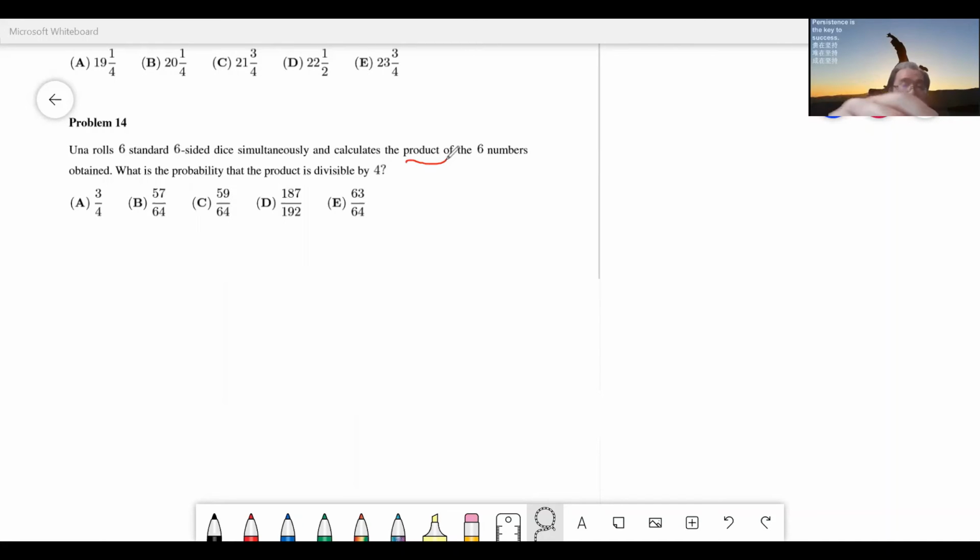So this 6-sided die has the numbers 1, 2, 3, 4, 5, and 6 on it. It's easy to find out there are a total of 6 to the power 6 different possible outcomes. Right? Each die has 6 options. 6 dice, 6 times 6 times 6 times 6 times 6 times 6, then 6 to the power 6, right? Okay, so we find the product of all the numbers rolled. So we find the probability divisible by 4.